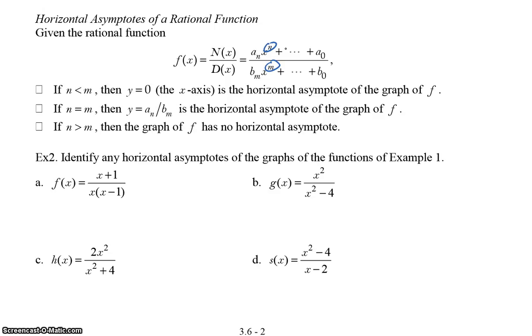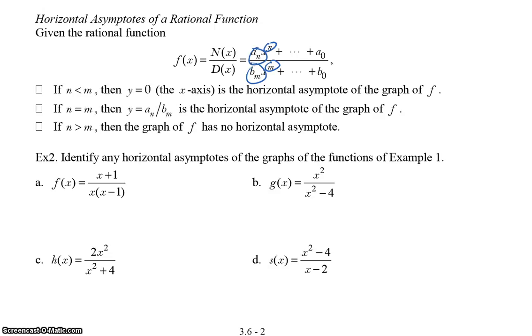If the degrees are the same, if n equals m, then the equation of the horizontal asymptote will be of the form y equals the ratio of the leading coefficients, that is a sub n over b sub m. Those would be the leading coefficients of the polynomials in the numerator and denominator. Y equals the ratio of the leading coefficients will be the horizontal asymptote of the graph of f. Finally, if the degree of the numerator is greater than that of the denominator, then the graph of f will have no horizontal asymptote.